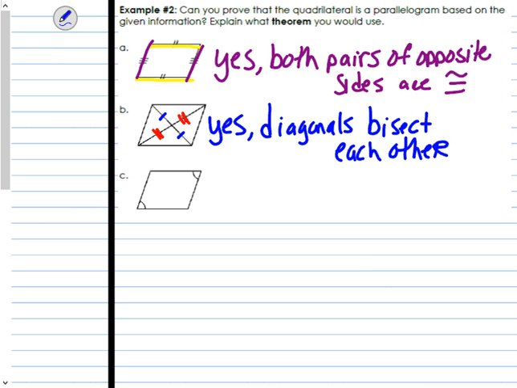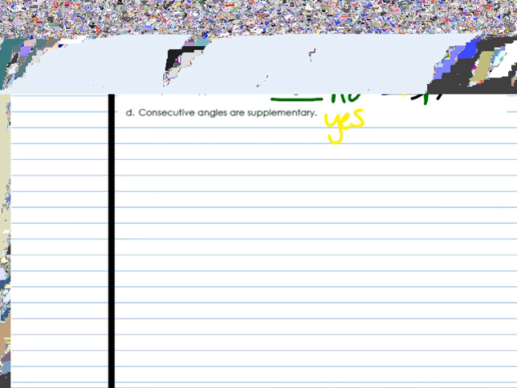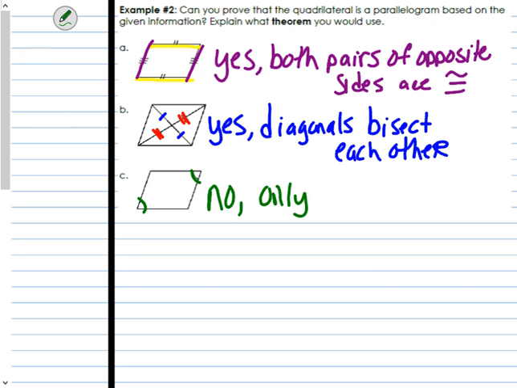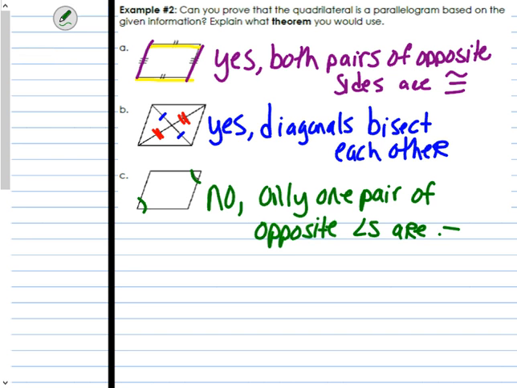And lastly, I see that I have one angle congruent to an opposite angle. Is that enough information? Let's look back. I need both pairs of opposite angles congruent, and I was only given one pair of opposite angles. So no, only one pair of opposite angles are congruent.